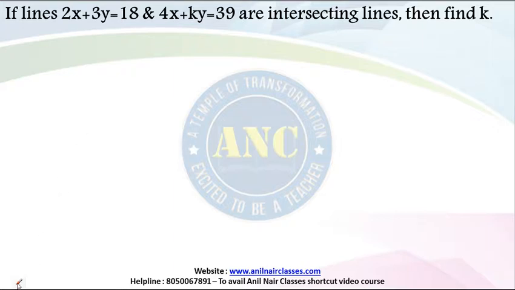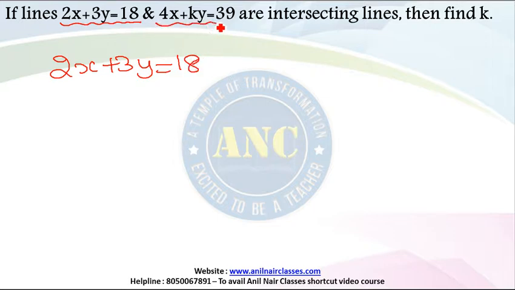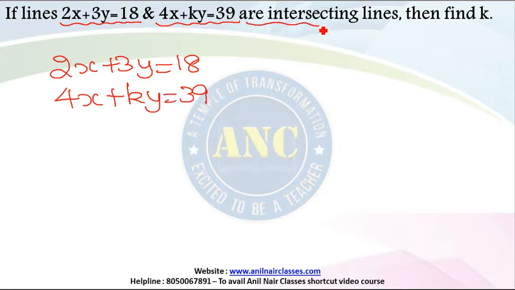See the questions: explanation, concept understanding, problem solving. That is what we are doing. If the lines 2x plus 3y is equal to 18 and 4x plus ky is equal to 39 are intersecting lines, that means A1 by A2 ratio is not equal to B1 by B2 ratio. Then find the value of k.